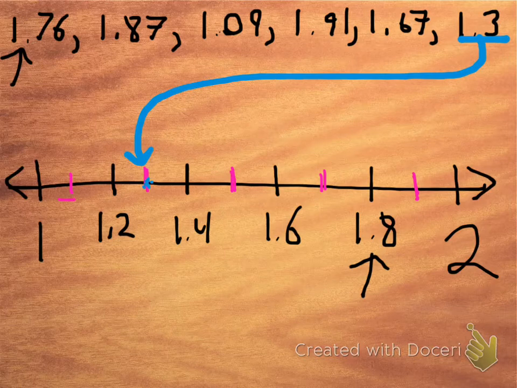All right, sorry, make it a little easier to see. All right, so that one is where it needs to be. That's 1.3. Okay, what about this first one, 1.76? Well, let's make this just a little bit finer here.